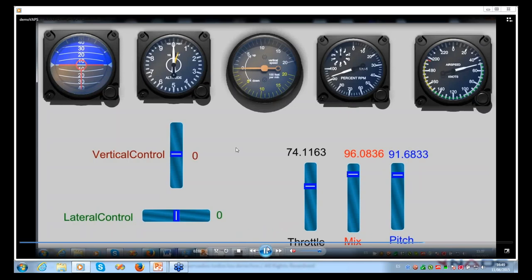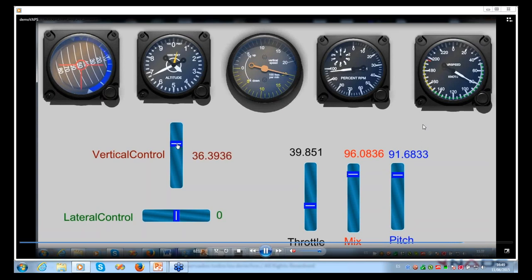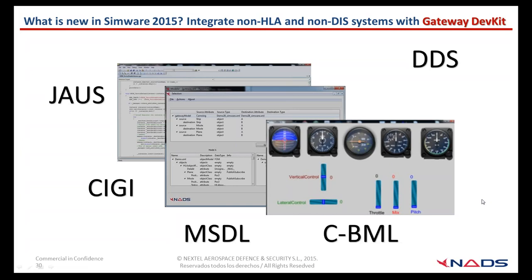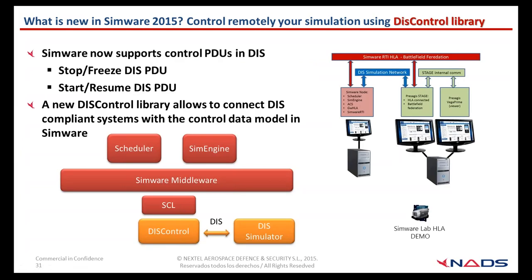And the same can be made, and has been made, this is important because it's not theoretical, but it's reality, with JAWS or CVML or any other tool. Well, this control library is a new library we have added, and the idea here is that we have added control PDUs of DIS. In DIS, we have a stop freeze PDU and a start resume PDU. The idea is that now you can use these PDUs to control the simulation from DIS.